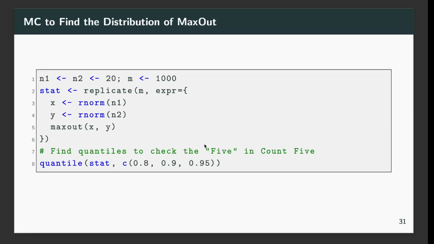error rate. First, we set N1 and N2 to be 20, and then M is set to be 1000 replications. So we generate M replicates of the max out statistic, where each time we draw an independent standard normal sample for X and Y. And then we compute the quantiles at 0.8, 0.9, and 0.95 to find the 80th, 90th, and 95th percentile of the distribution under equal variance.